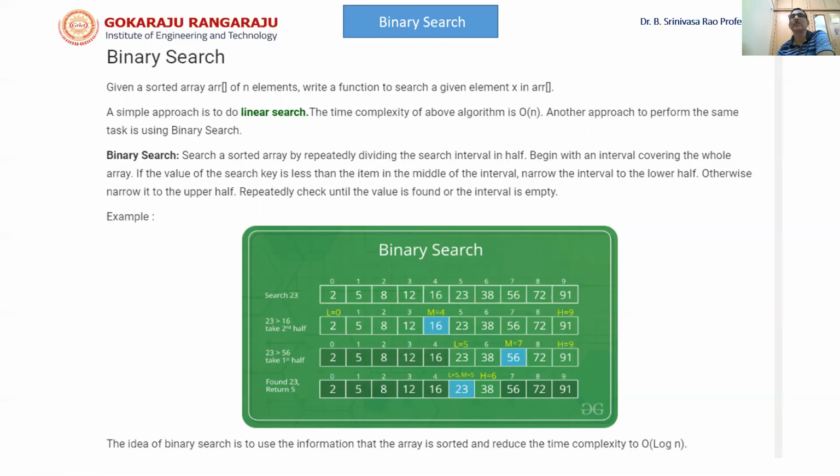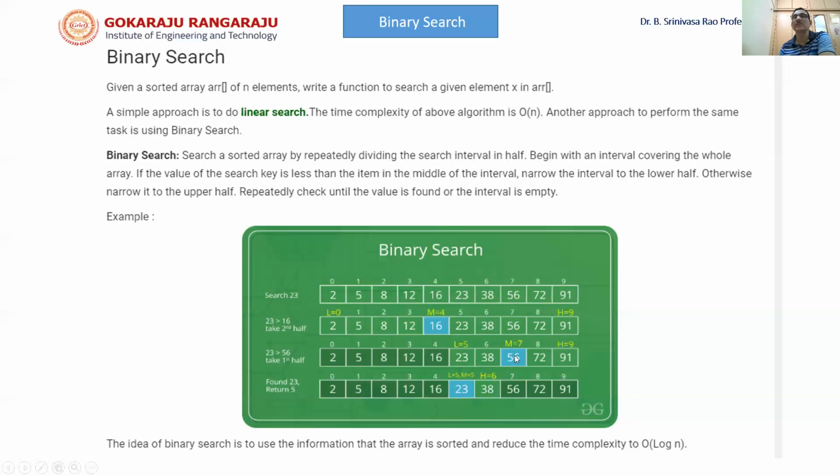What is the principle for the middle element? L plus H by 2. So here L is 5, H is 9, 5 plus 9 is 14, 14 by 2 is 7. So 7 is the middle index. Now let us come to the middle element, 56. Now what is the key element? 23. Now we compare 23 with 56, and what we are observing is that it is less than 56. First thing is that there is no match.